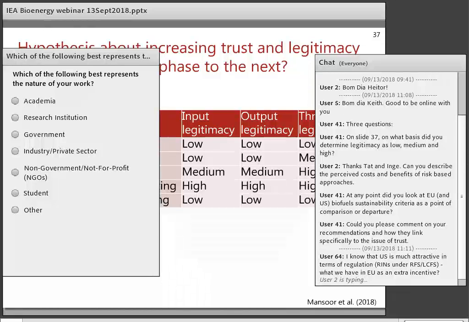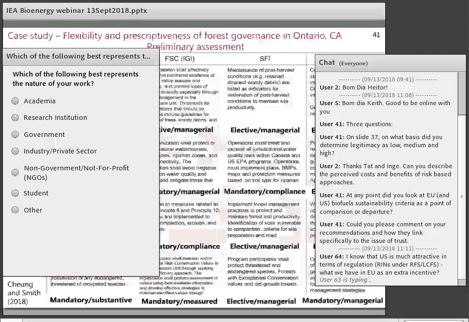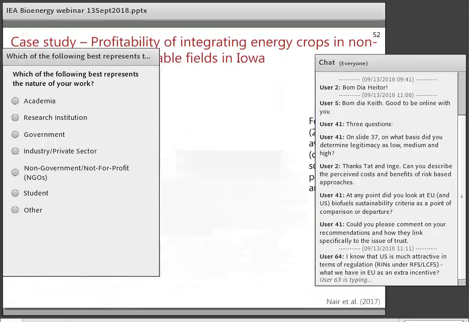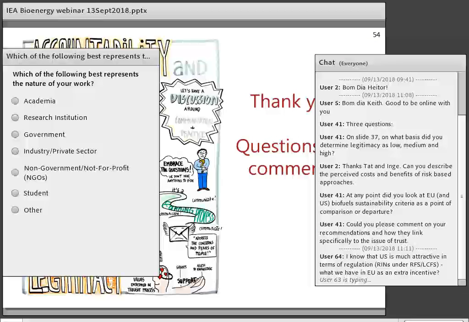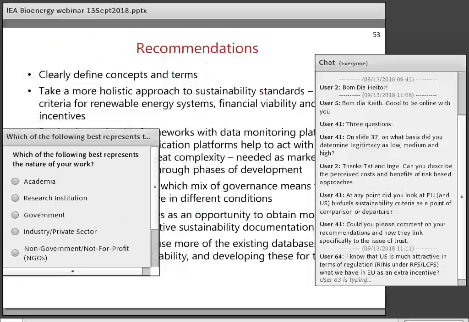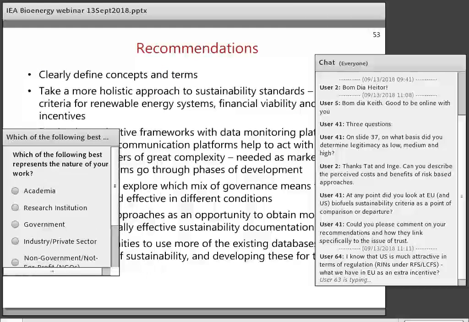Maybe just one last question from Rob here, asking for you to comment on how the recommendations, probably the last slide, are linked specifically to this issue of trust. So that's a good question about the test of the arguments you've made here and how well these recommendations, probably on slide 53 there.